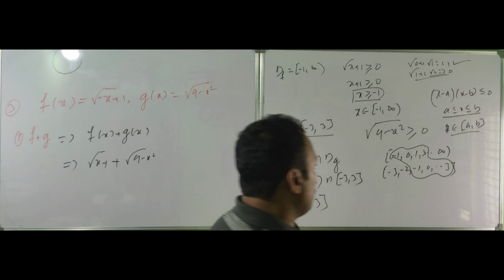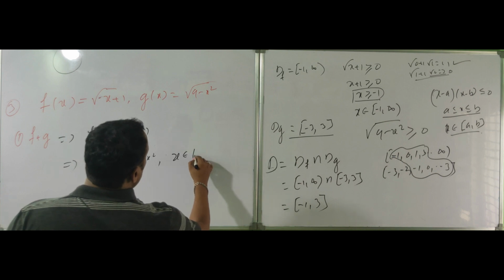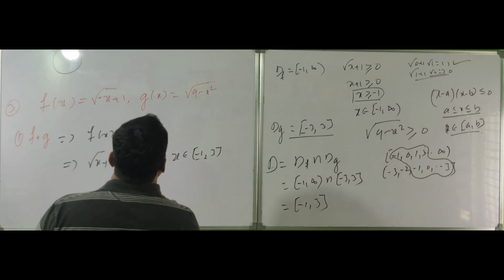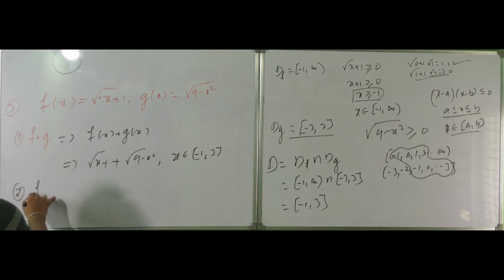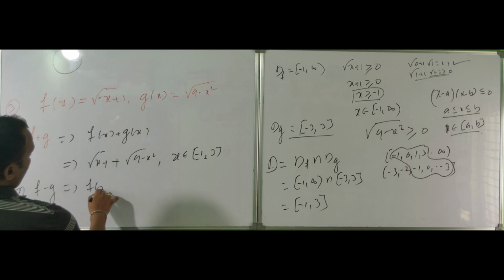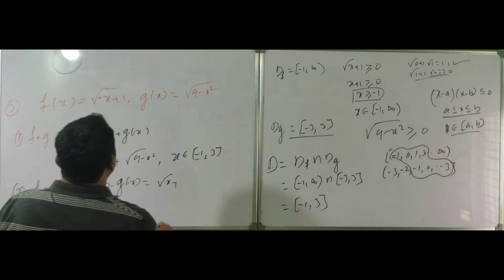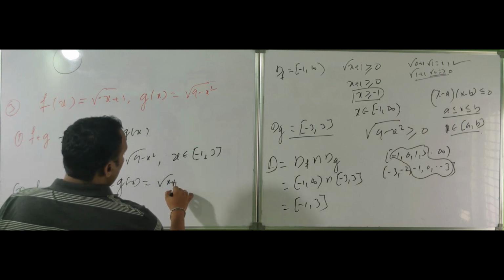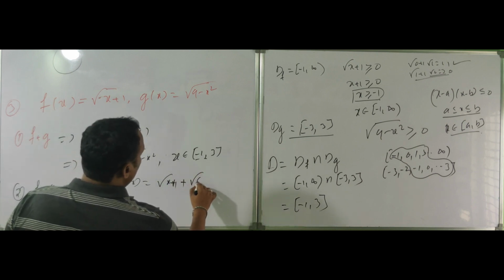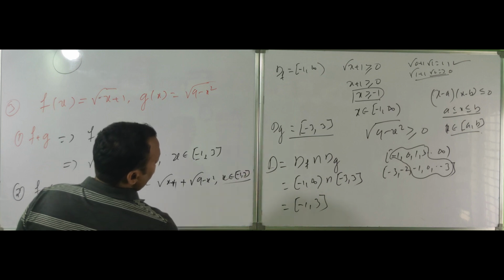Then you can go to f plus g. Then you can say all x belongs to minus 1 to 3. This is the condition. Similarly for f minus g, f of x minus g of x is equal to the root of x plus 1 plus root of 9 minus x square, for x belongs to minus 1 to 3.